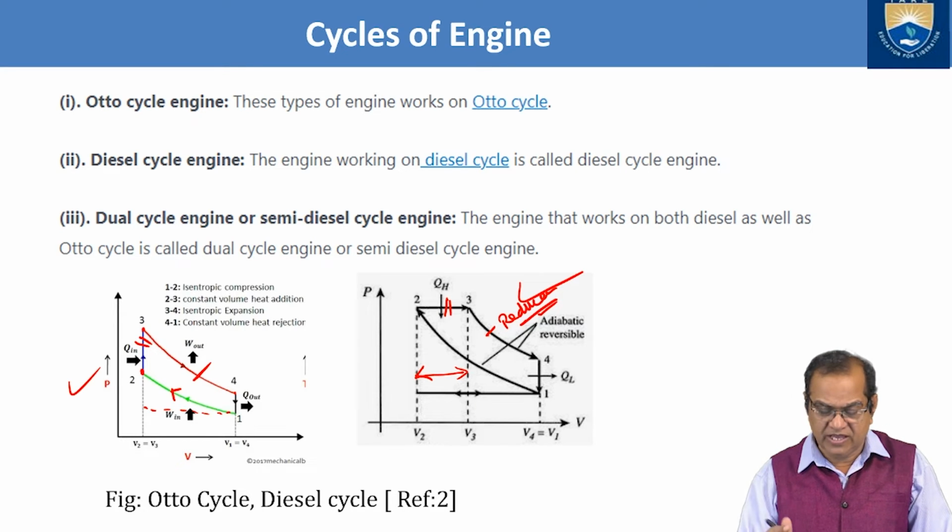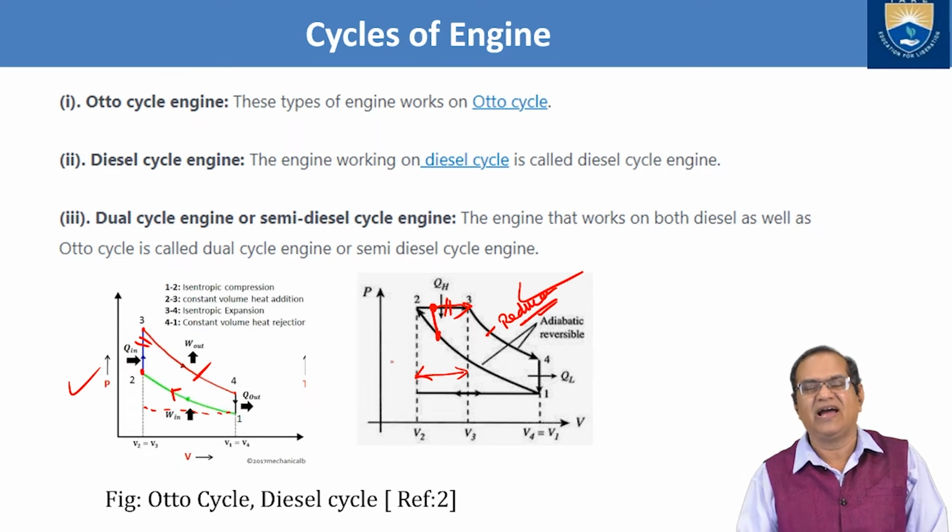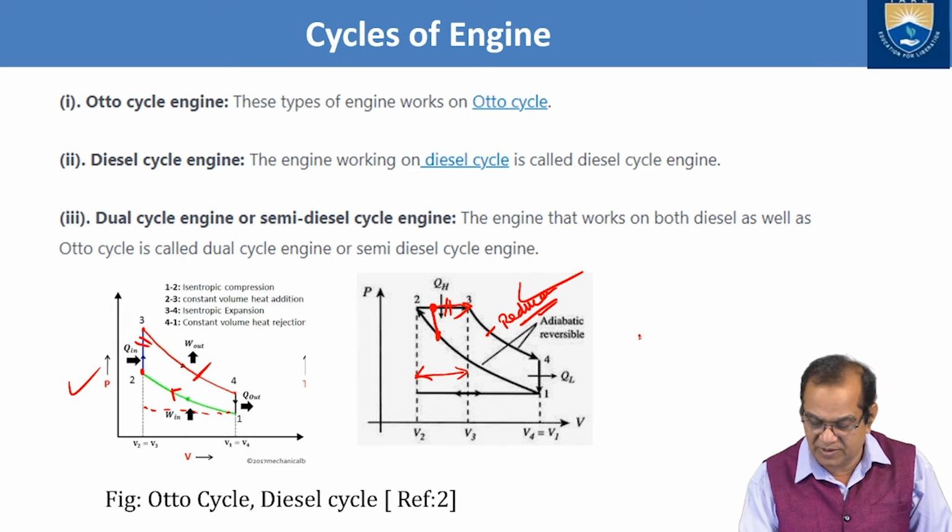If you talk about the dual cycle, from here it will go like this, constant volume, and then it goes as constant pressure. So it becomes the dual. That is the dual cycle.